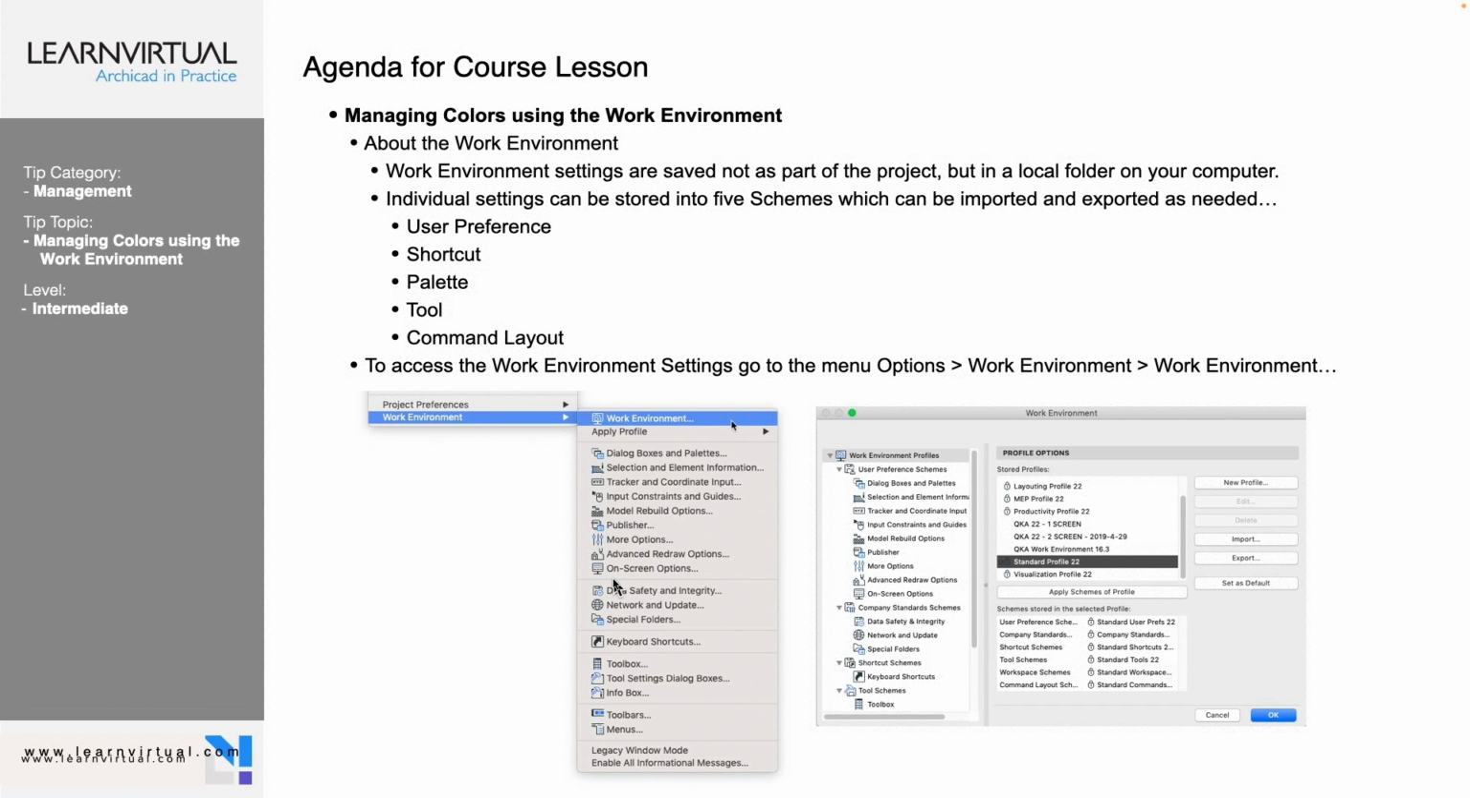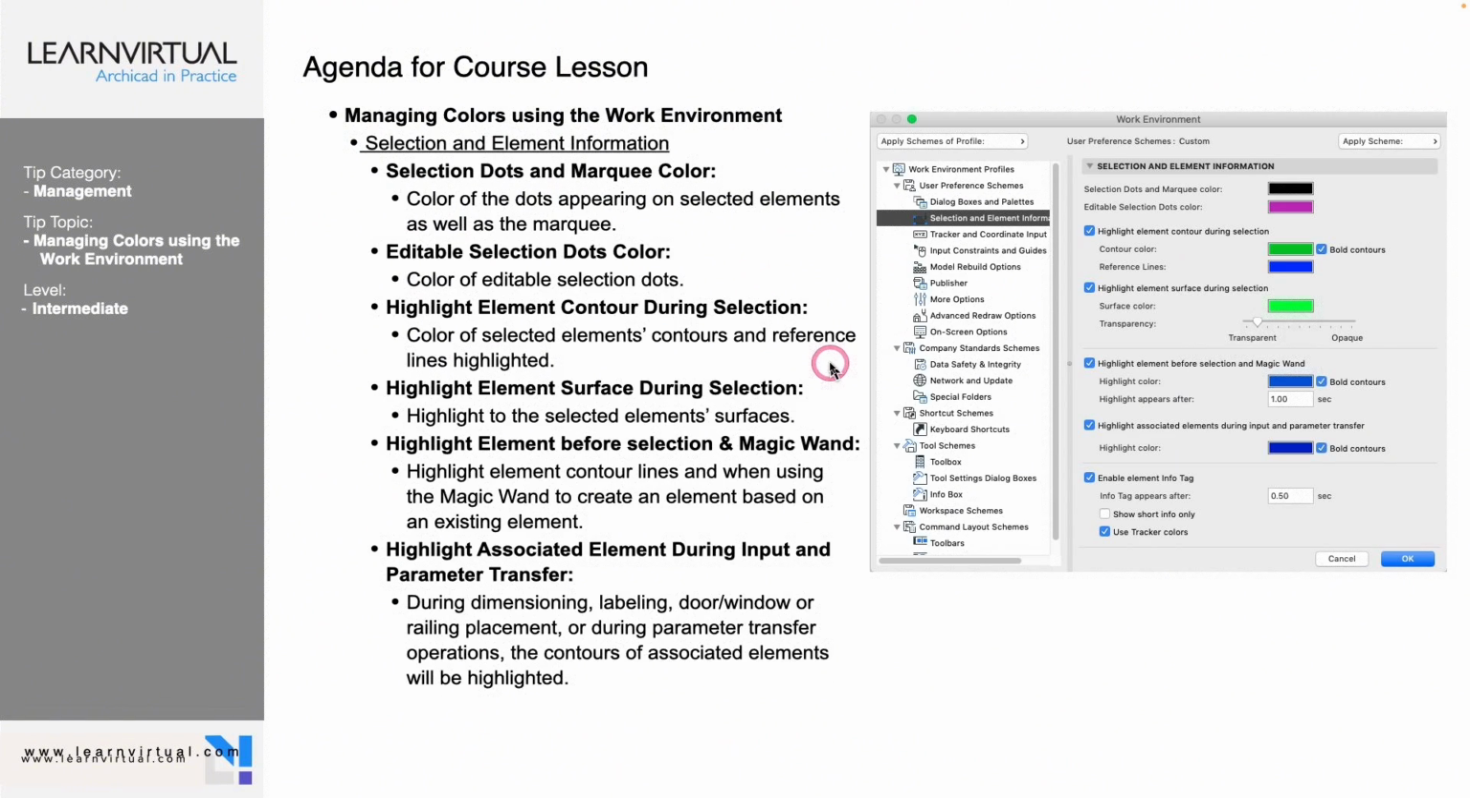To get to our work environment, we are going to go to the options menu, down to work environment. By selecting the work environment box here, we pull up the dialog box. Or if we have a new profile that's already in our local files and it's already loaded into the project, we can apply a new profile here at any point.